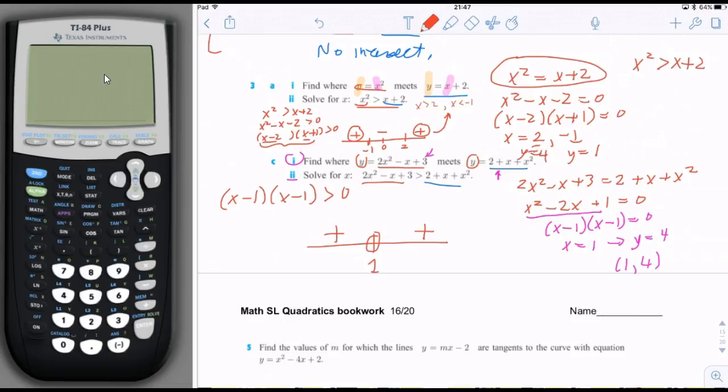Okay, so it says when is the red function bigger than the blue function? Well, it's bigger at every single point except for x equals 1. So just the answer is basically x is not equal to 1.